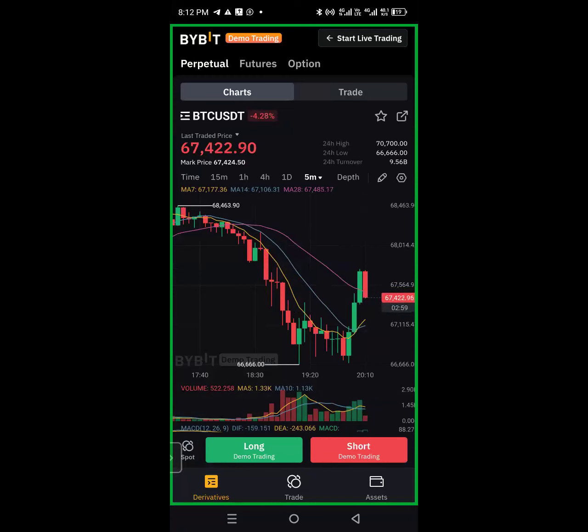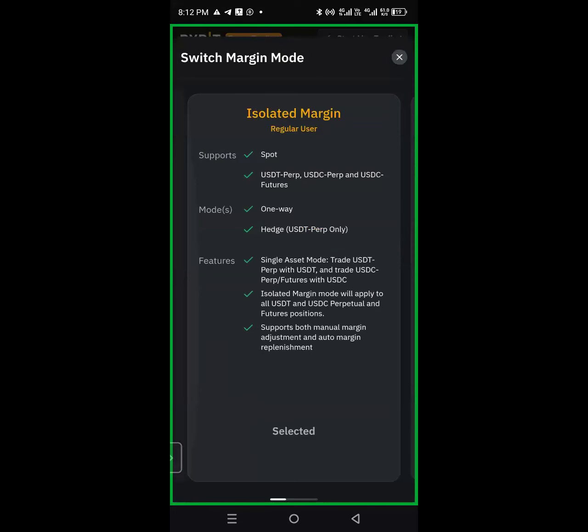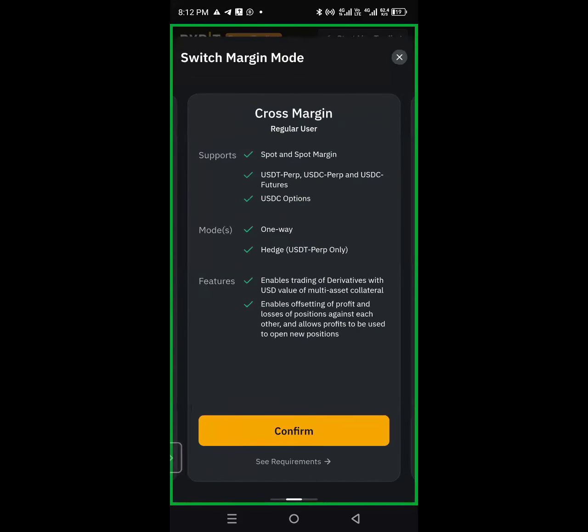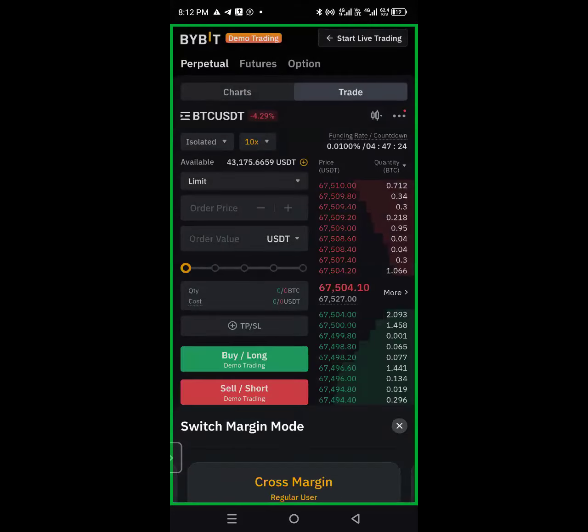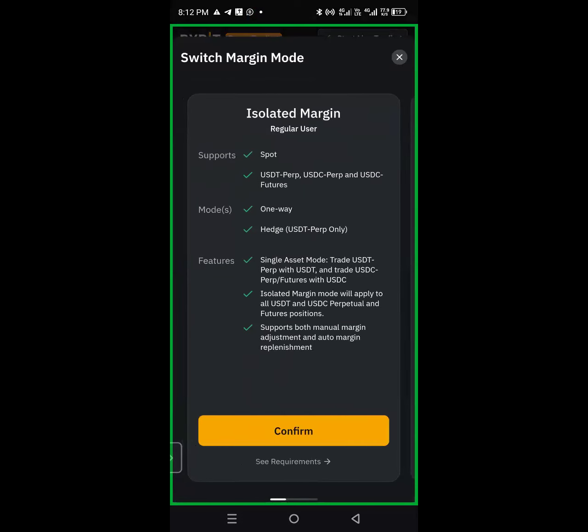Now, before I go to how to take trade ideas, let me go to trade first. You can see this part where there's isolated. If you just registered your Bybit and you have not done any settings on it, you are probably going to be seeing cross where there's isolated here. Mine is currently showing isolated because I've done my settings. So always make sure you are using isolated.